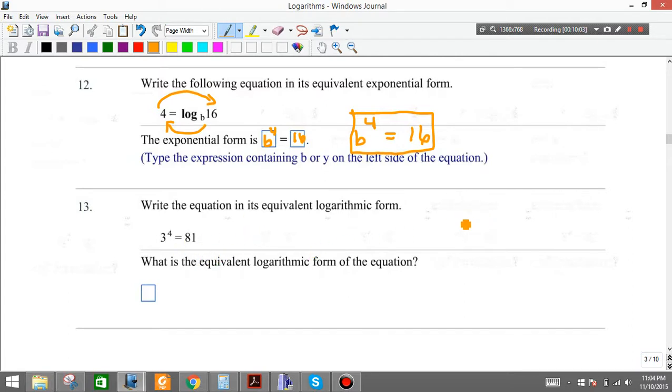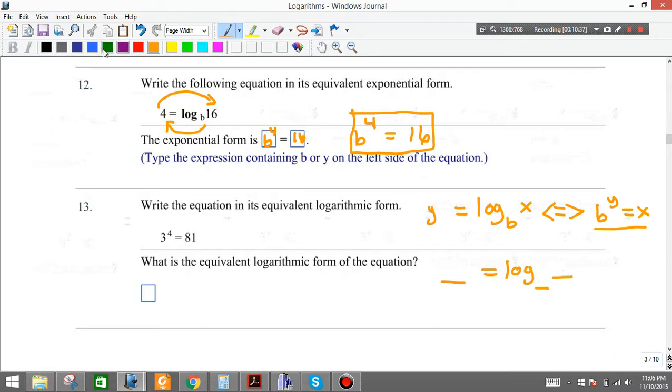Here we're going backwards again. So if we have y equals log base b of x, that means that b to the y power is equal to x. And so now we're starting over here in exponential form, and we need to write it in logarithmic form. And so writing it in logarithmic form means filling in a few blanks. So there's a blank here equals log base blank of blank.